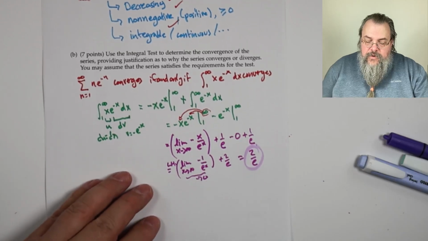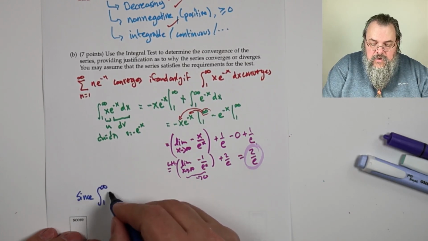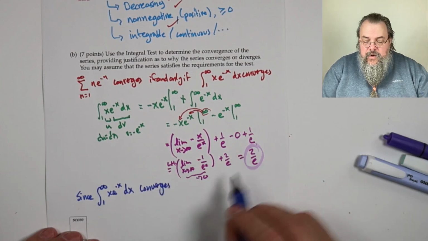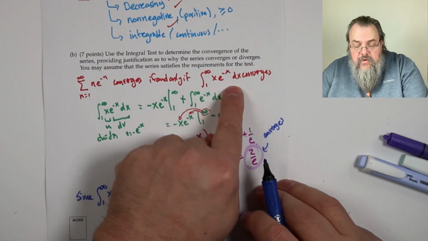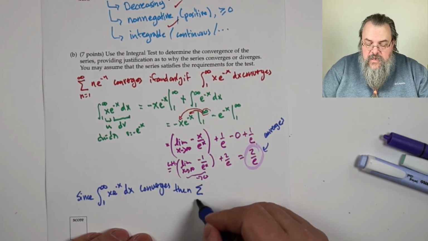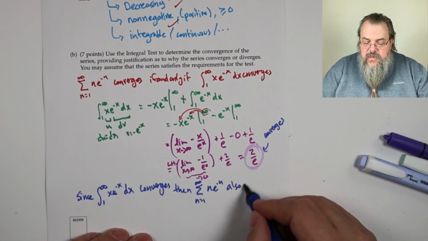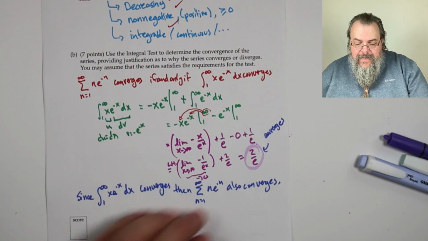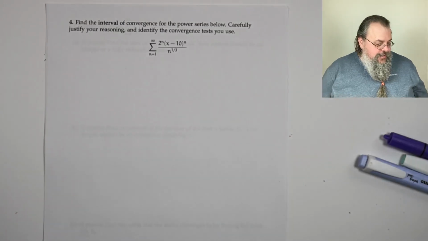So now our conclusion: since the integral converges, because that's the work here, right? Getting a number means converge. So since this converges, then this must converge. Then our sum, n e to the minus n, also converges. And that's it. That's the integral test. It basically says, hey, turn your sum into an integral and carry it out.